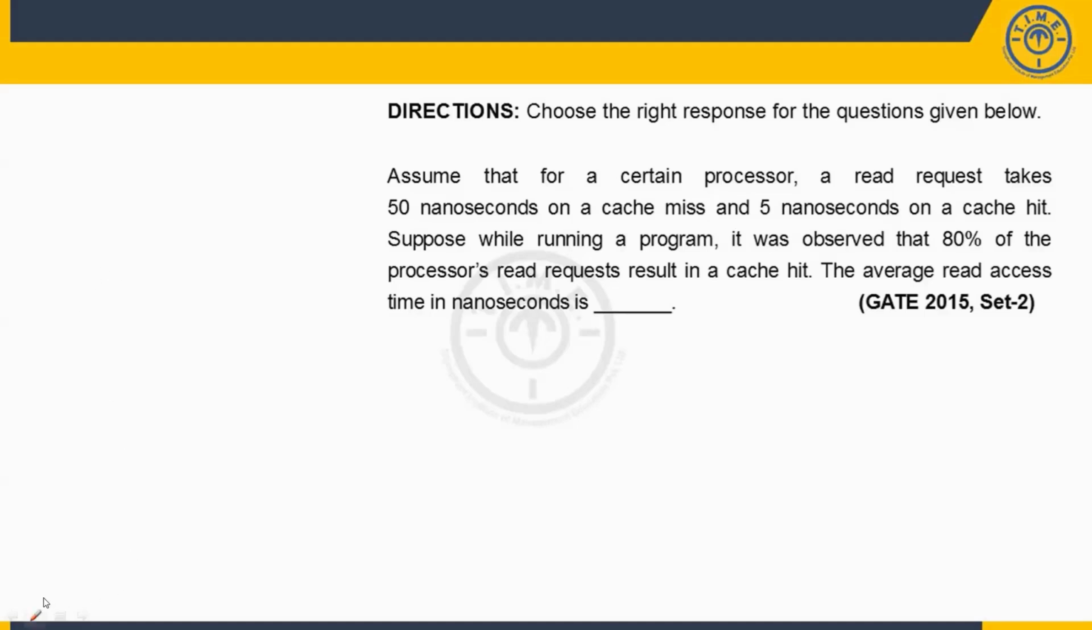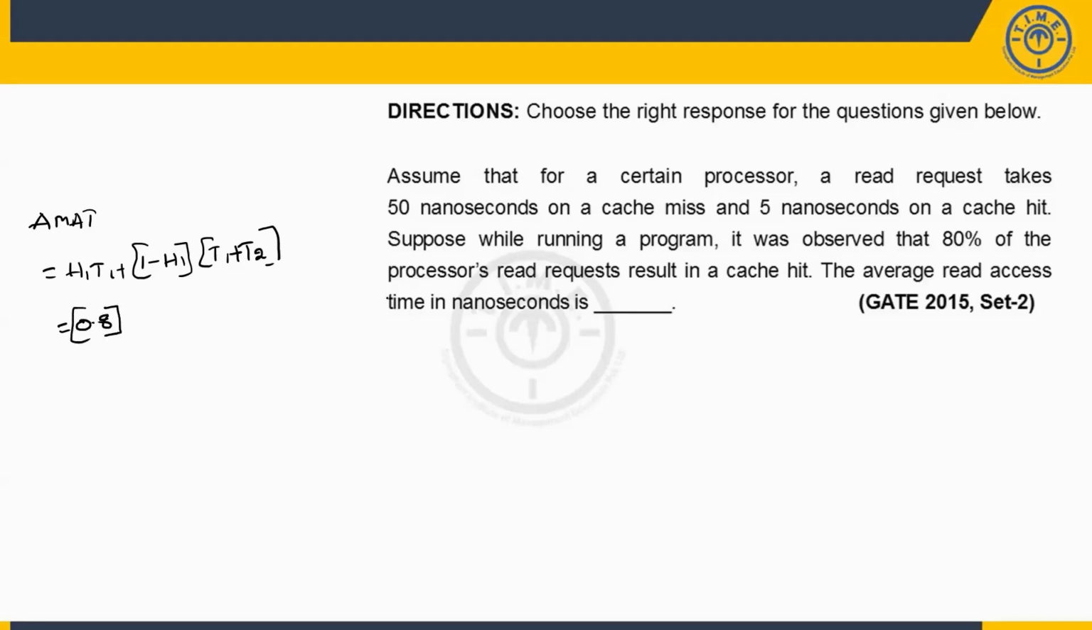Anyhow, let me solve this. What to do? Average memory access time is given as H1 T1 plus (1 minus H1) into (T1 plus T2). What is H1 here? H1 is the hit ratio, right? 0.8.